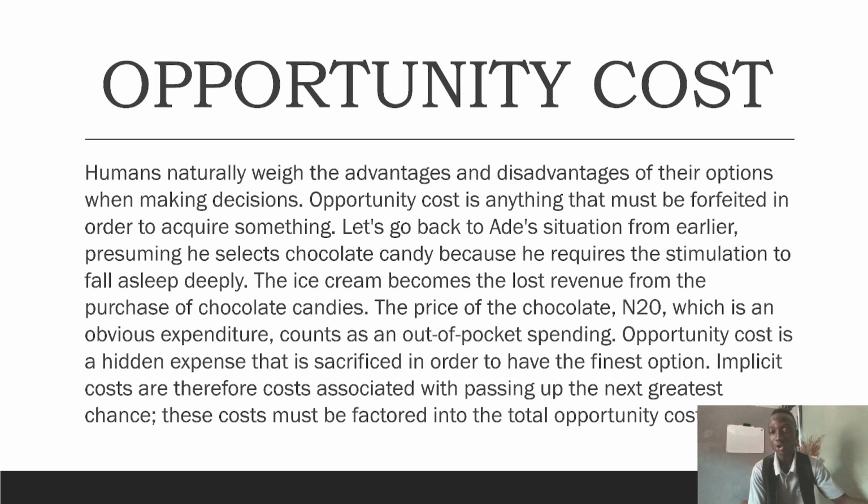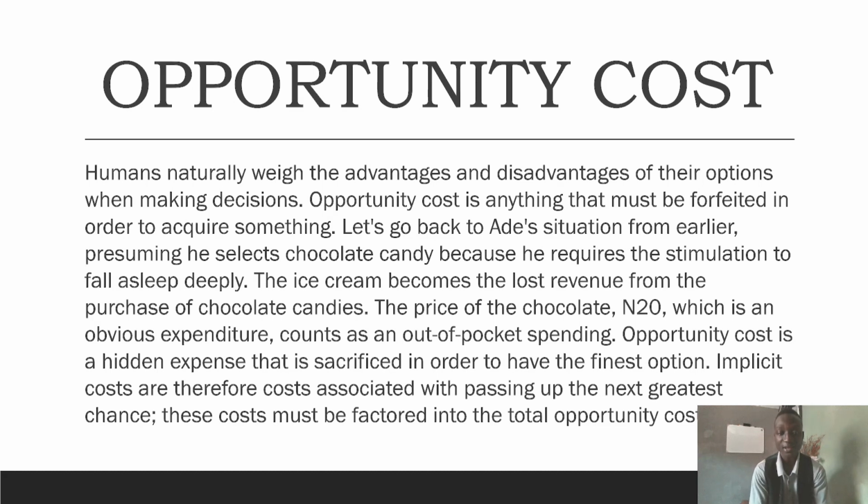So the lost revenue, in the sense that the ice cream became the opportunity cost, meaning he let go of the ice cream. He forfeited the ice cream over the chocolate. Now, the price of the chocolate, which is 20 naira, is an obvious expenditure and counts as out-of-pocket spending. Out-of-pocket spending is the capacity of his purchasing power to get the required item. Opportunity cost is a hidden expense that is sacrificed in order to have the finest option.